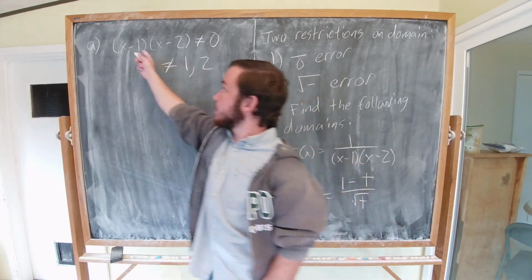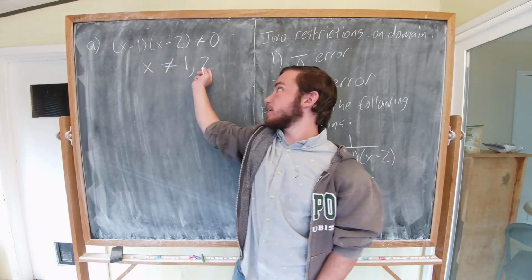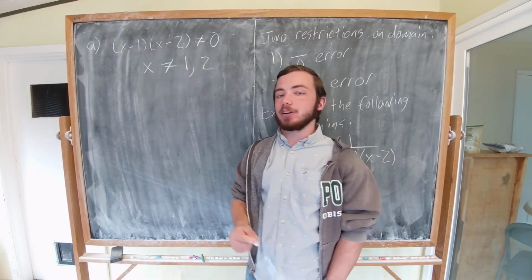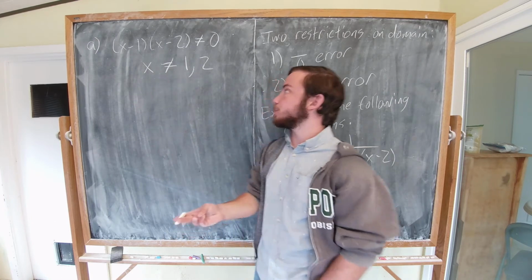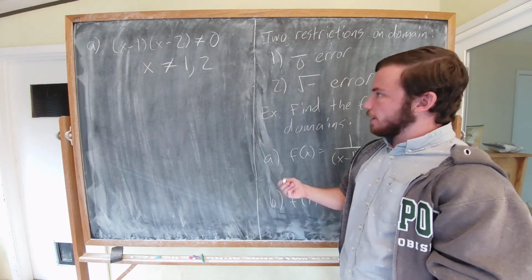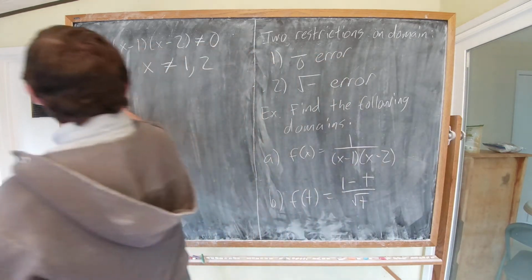Because if I plug in 1, this first factor is 0. If I plug in 2, this second factor is 0, which means their product would be 0. Okay, so that's going to be our final domain.